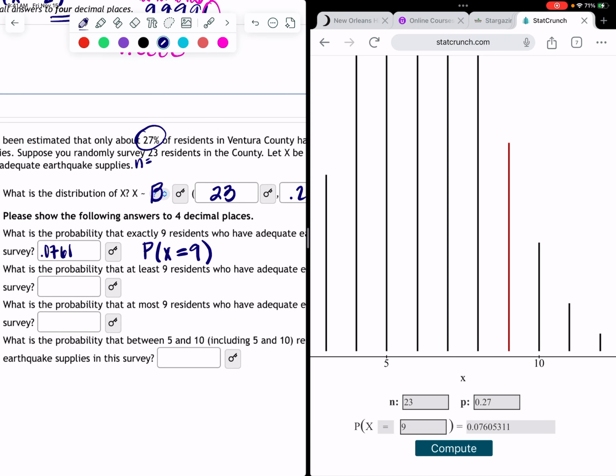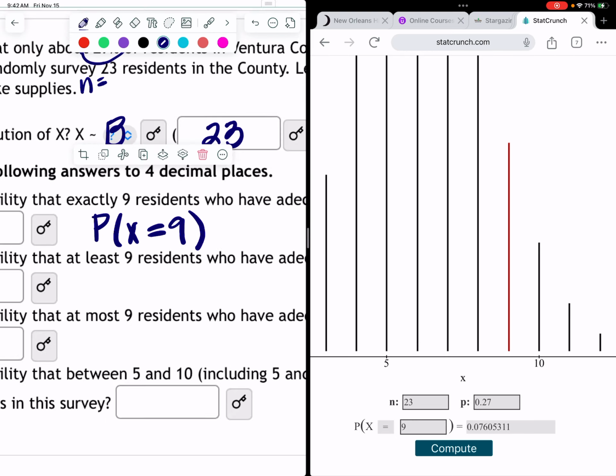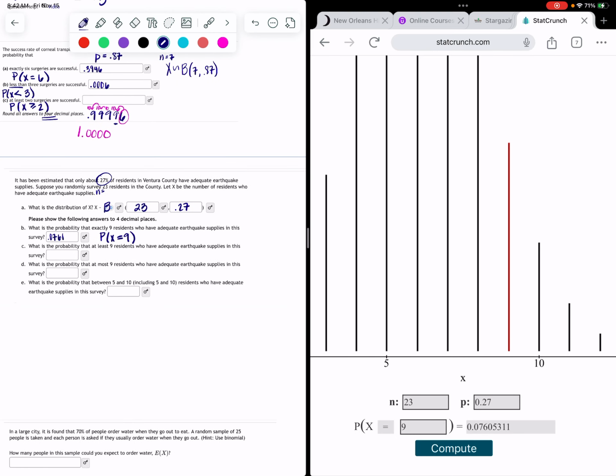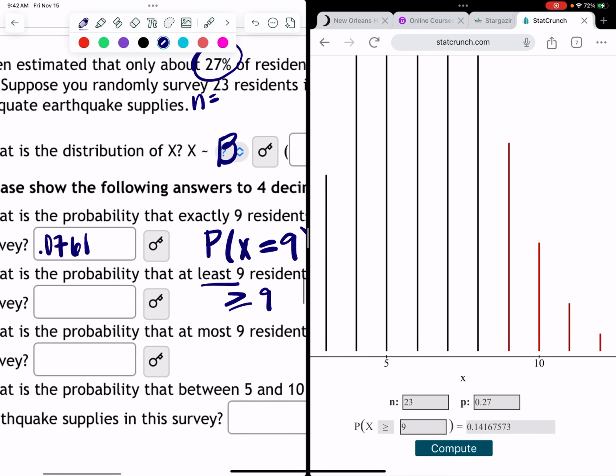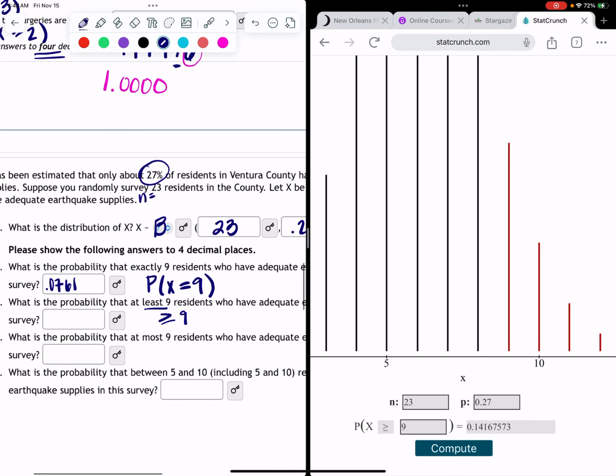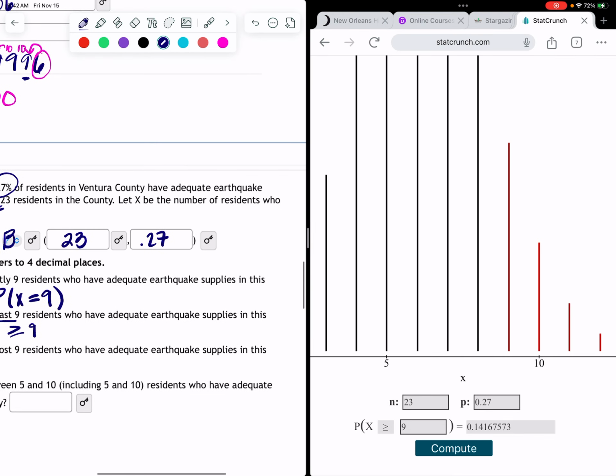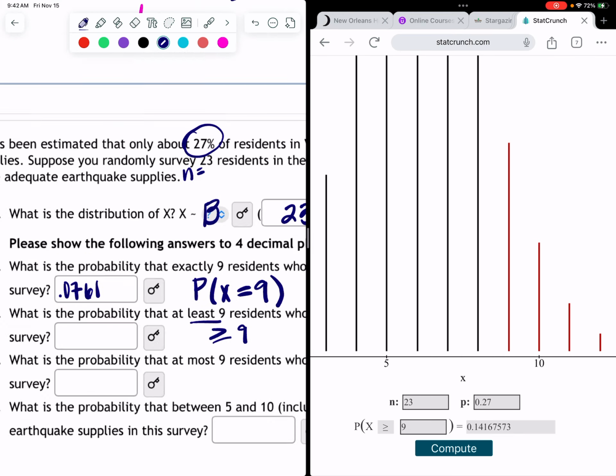What is the probability that at least 9? At least is greater than or equal to 9. So this is the probability that at least 9 residents who have adequate supplies are in the survey.